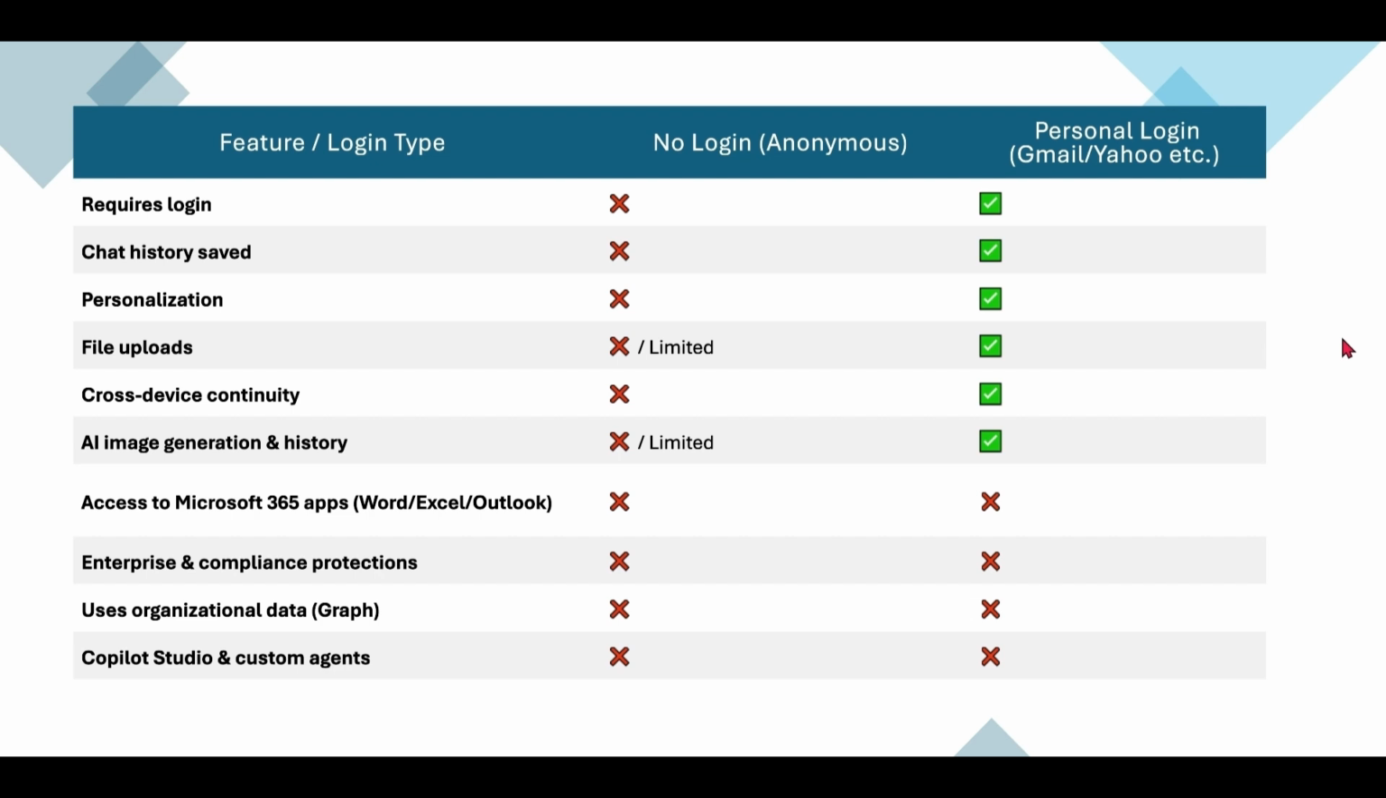So when you use free Microsoft Copilot with login or without login, here are the differences in terms of the login, chat history, personalization, file uploads, cross-device continuity, AI image generation. In both cases, you cannot access Copilot from Microsoft Office, there is no enterprise protection, you cannot use work data, and there are no custom agents. So even though you use free Microsoft Copilot, it is highly recommended to use it with your login. Now let's move to the second option, which is the paid Copilot.